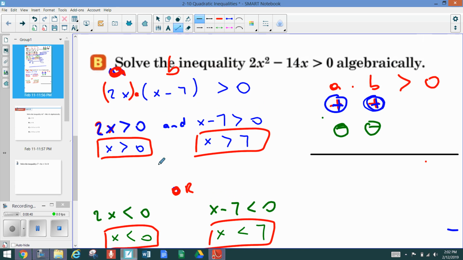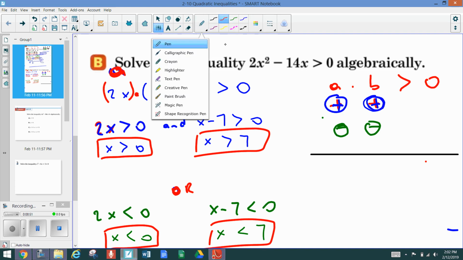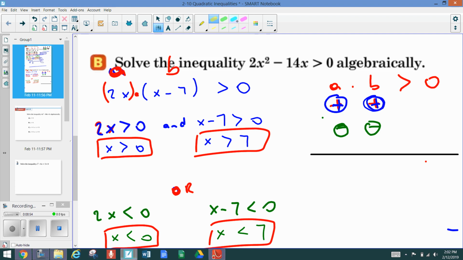A number is greater than 0 and a number is greater than 7. It must satisfy both conditions. Which one should I take? X is greater than 7. For example, 8. Correct, Anna? So, is 8 greater than 0 also? Yes. So, I'll take this one.